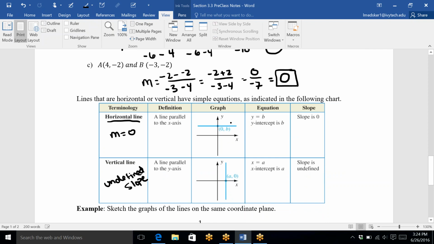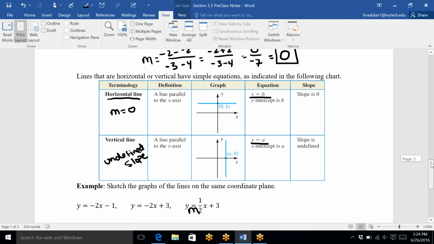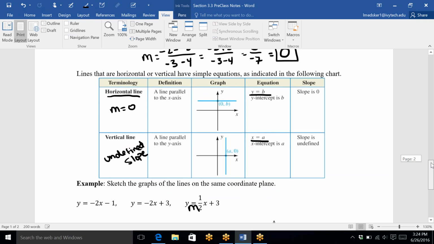So notice that this is the equation, and it's kind of backwards to people. Horizontal lines have the equation y equals a number, so they look like this. Vertical, and that's because they cross the y-axis only. Vertical lines have to cut through the x-axis, so they have x and just a number. Anytime you have both x and y, you are not dealing with a vertical or horizontal line. They have to be just a single variable.